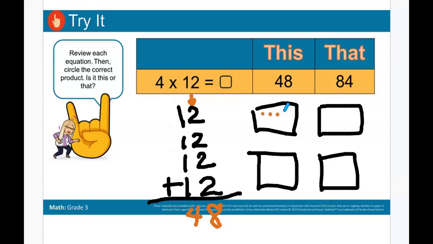So 1, 2, 3, 4, 5, 6, 7, 8, 9, 10, 11, 12, 13, 14, 15, 16, 17, 18, 19, 20, 21, 22, 23, 24, 25, 26, 27, 28, 29, 30, 31, 32, 33, 34, 35, 36, 37, 38, 39, 40, 41, 42, 43, 44, 45, 46, 47, 48. So I know 48 is great.